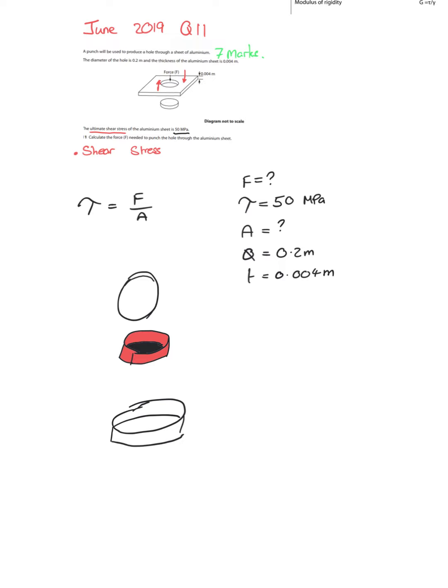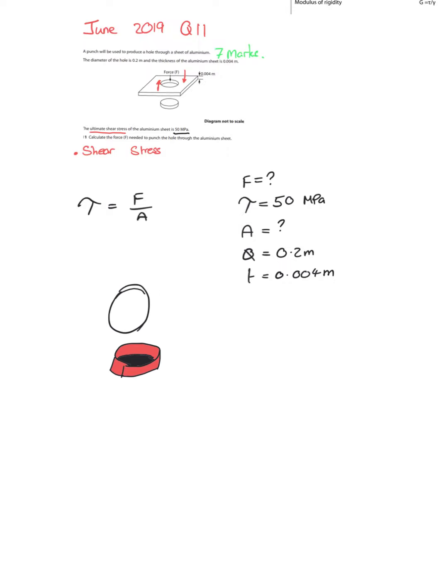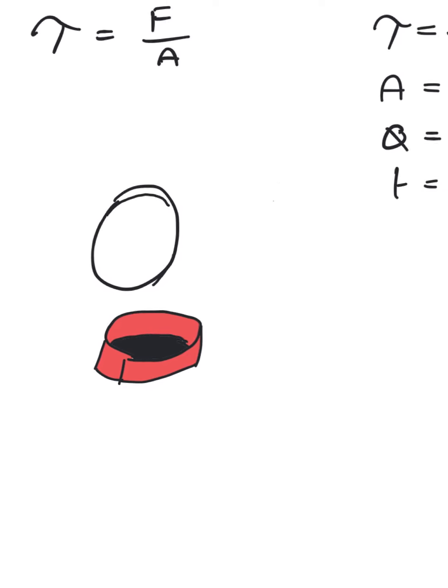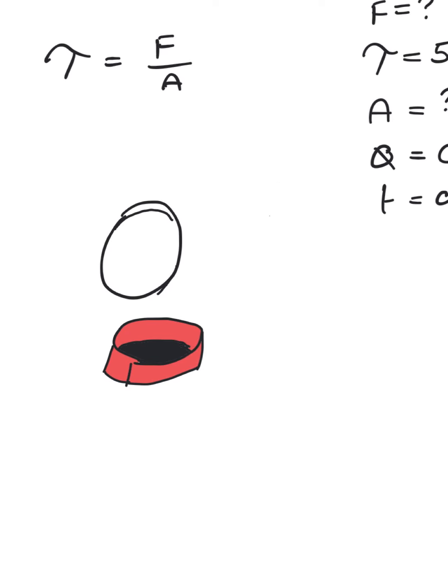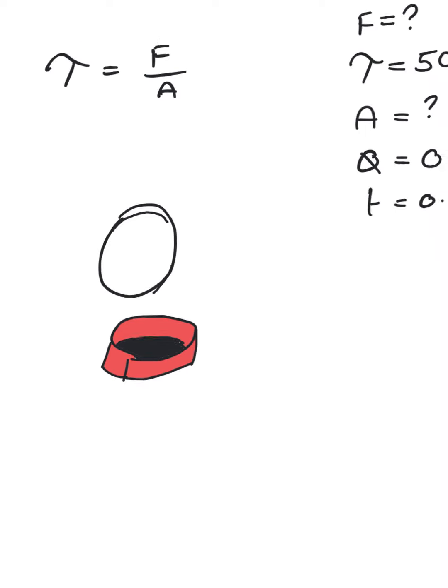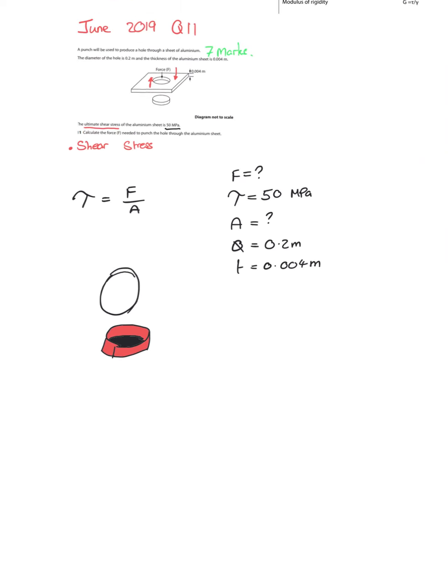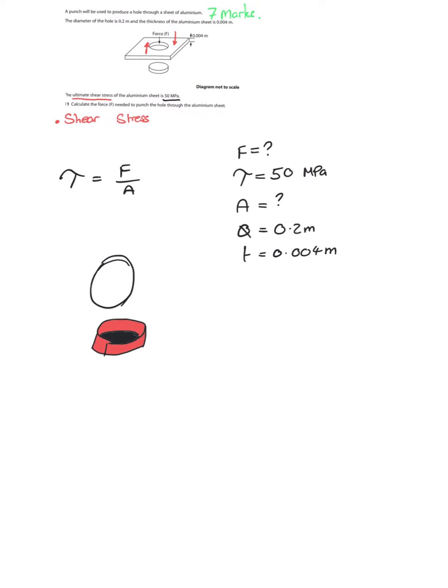So if I can add a bit of color to this again. On the one above, if we look at it, our punch is only going to be in contact with the red part of that strip. That's the bit your punch has to come through. So your punch hits that top circle and it has to slice through the 0.004 meters of material.